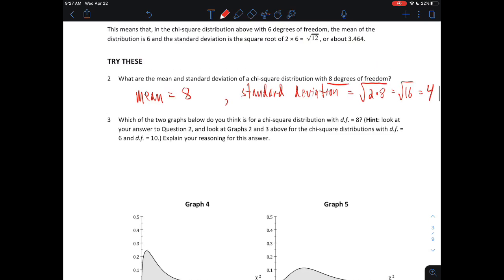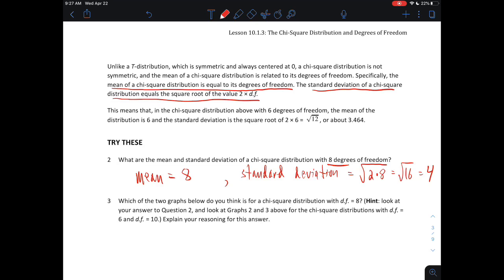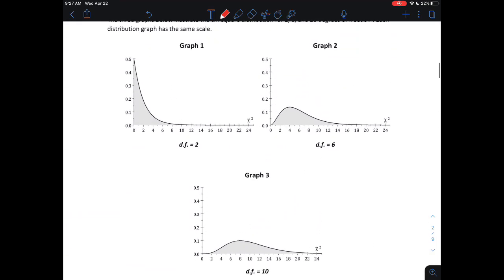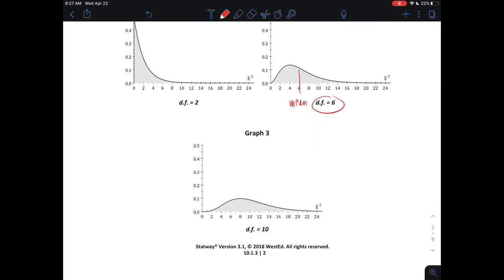So one thing that we can notice is, remember that with the chi-square distribution with 6 degrees of freedom, the mean was 6 and the standard deviation was 3.464. But now in number 2, with 8 degrees of freedom, the mean has gone up. So maybe that could help us by looking at the graph on the previous page. Notice for degrees of freedom 6, they said that the mean was at 6, which would mean for graph 3, degrees of freedom 10, the mean would have to be 10.